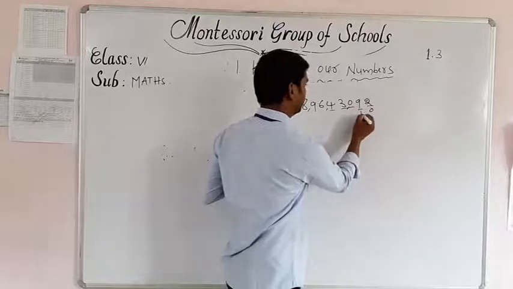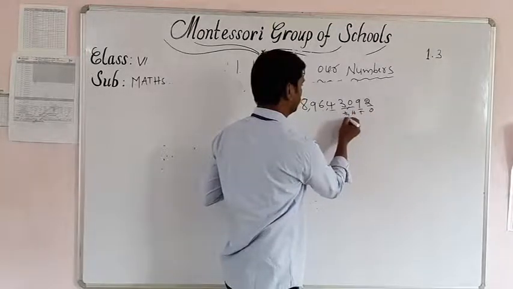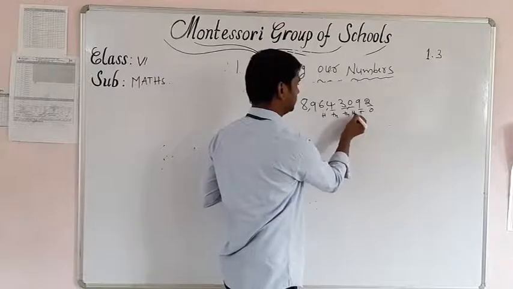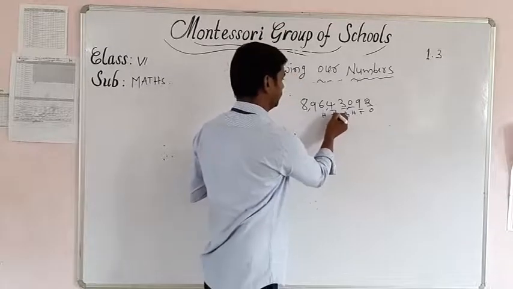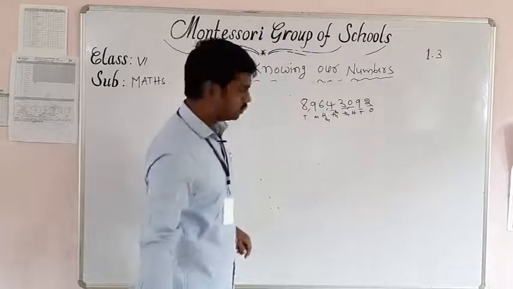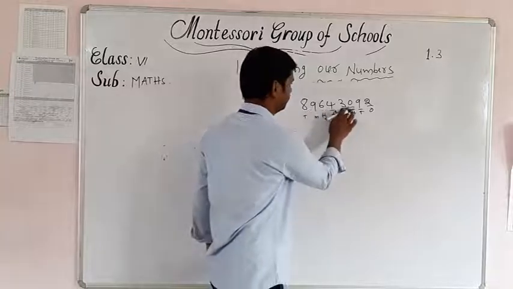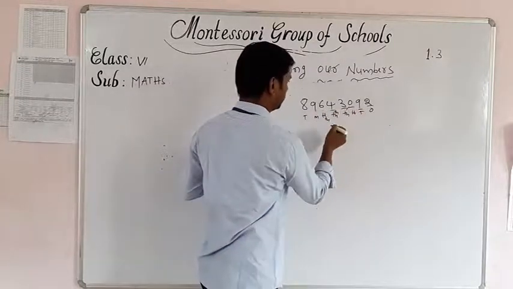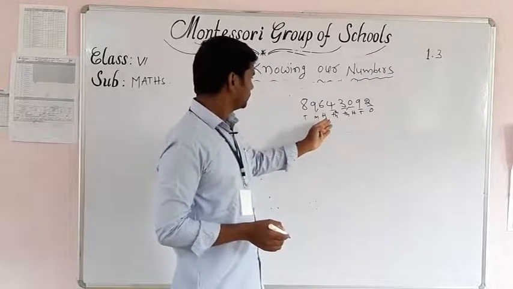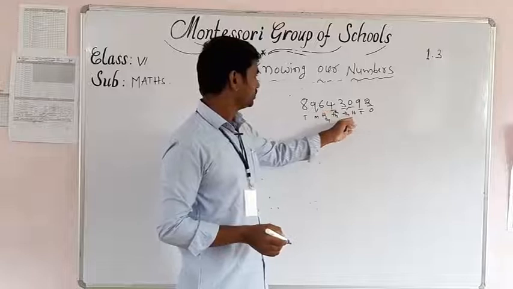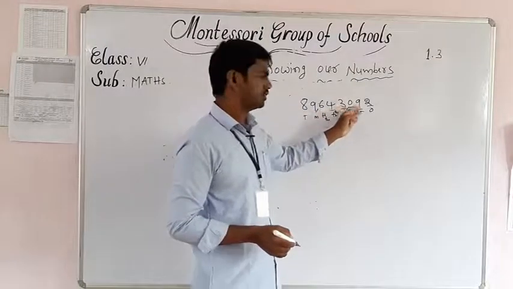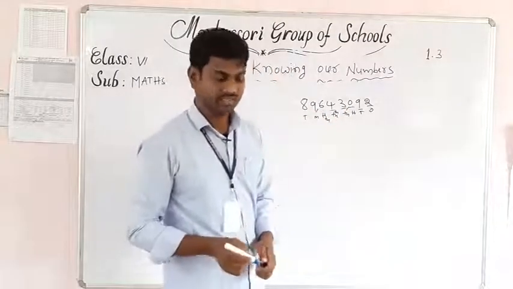International system, we have to write the place values again: ones, tens, hundreds, thousands, ten thousands, hundred thousands, millions, ten millions. How to use commas? After every 3 digits, first comma, second comma. So 89 million 643,092. It is the international system.